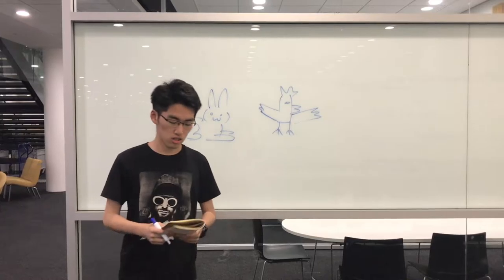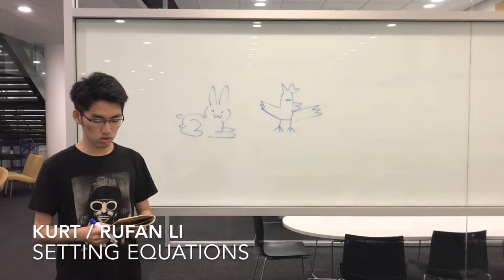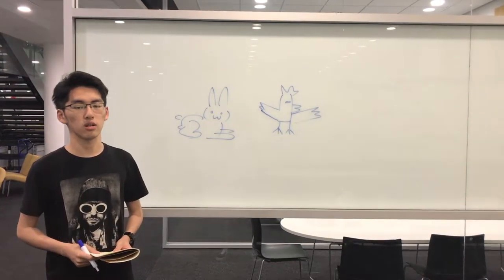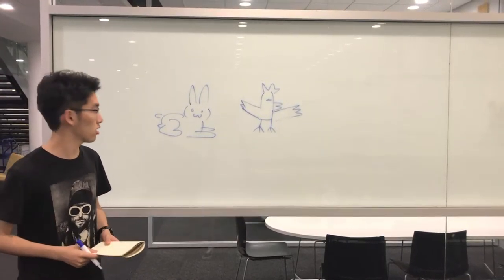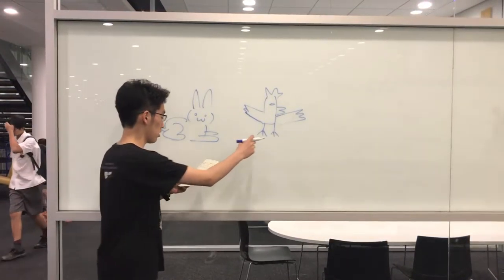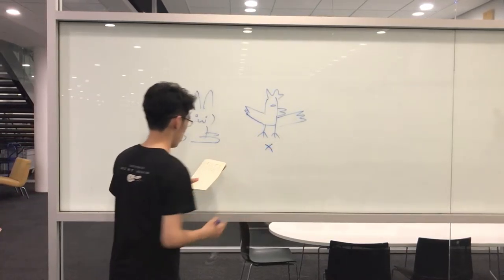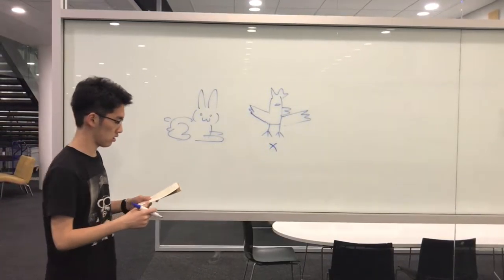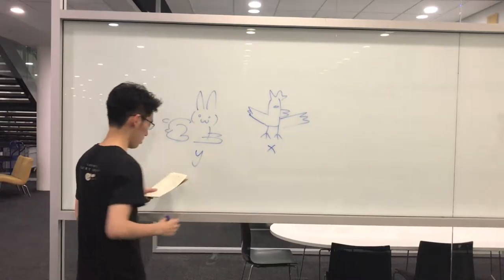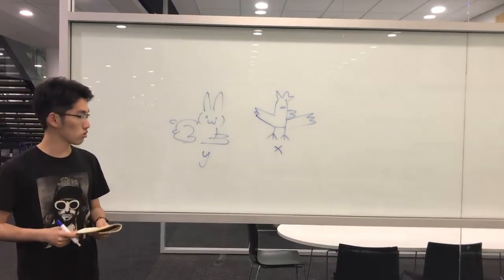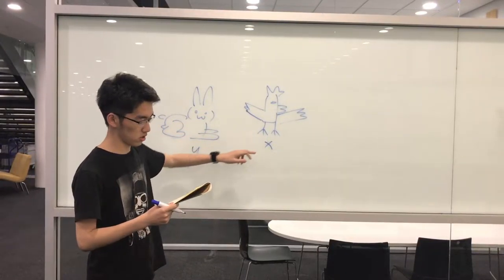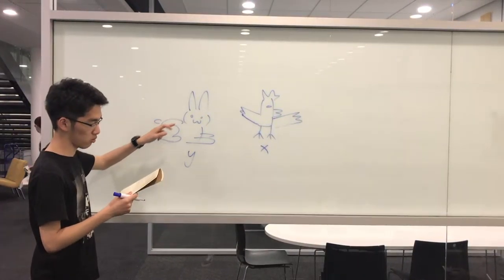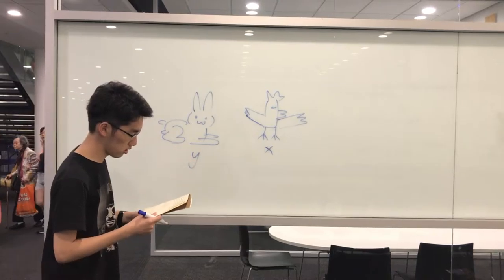Hello, I'm Kurt. According to the text, we know that there are two kinds of animals in the backyard. So we can set the number of chickens as X, and the number of rabbits as Y. As we know, a chicken has one head and 2 feet, and a rabbit has one head and 4 feet.